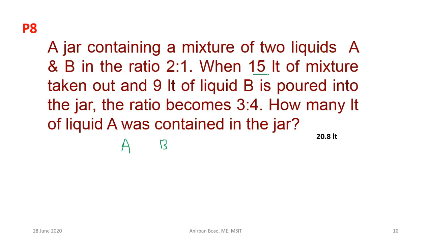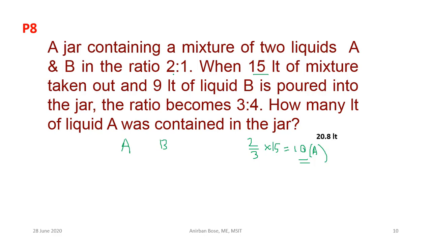Initially 15 liters of the mixture was taken out. So how much A was taken out? Since A and B are in the ratio 2:1, in 15 liters, how much A was there? That is 2/3 of 15. So 10 liters of A is taken out. Why are we interested in A? Because that is what is to be found out. Okay, so that was taken out.